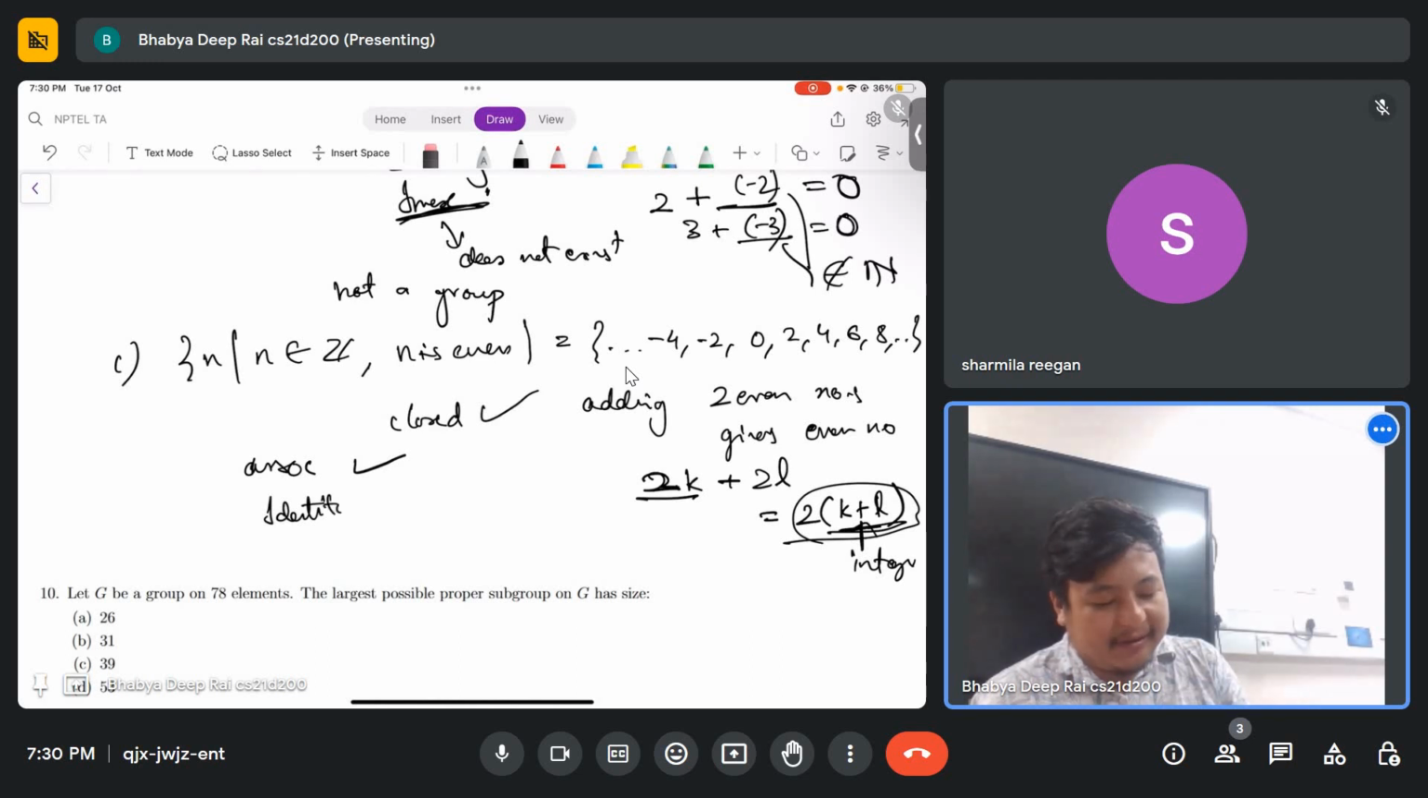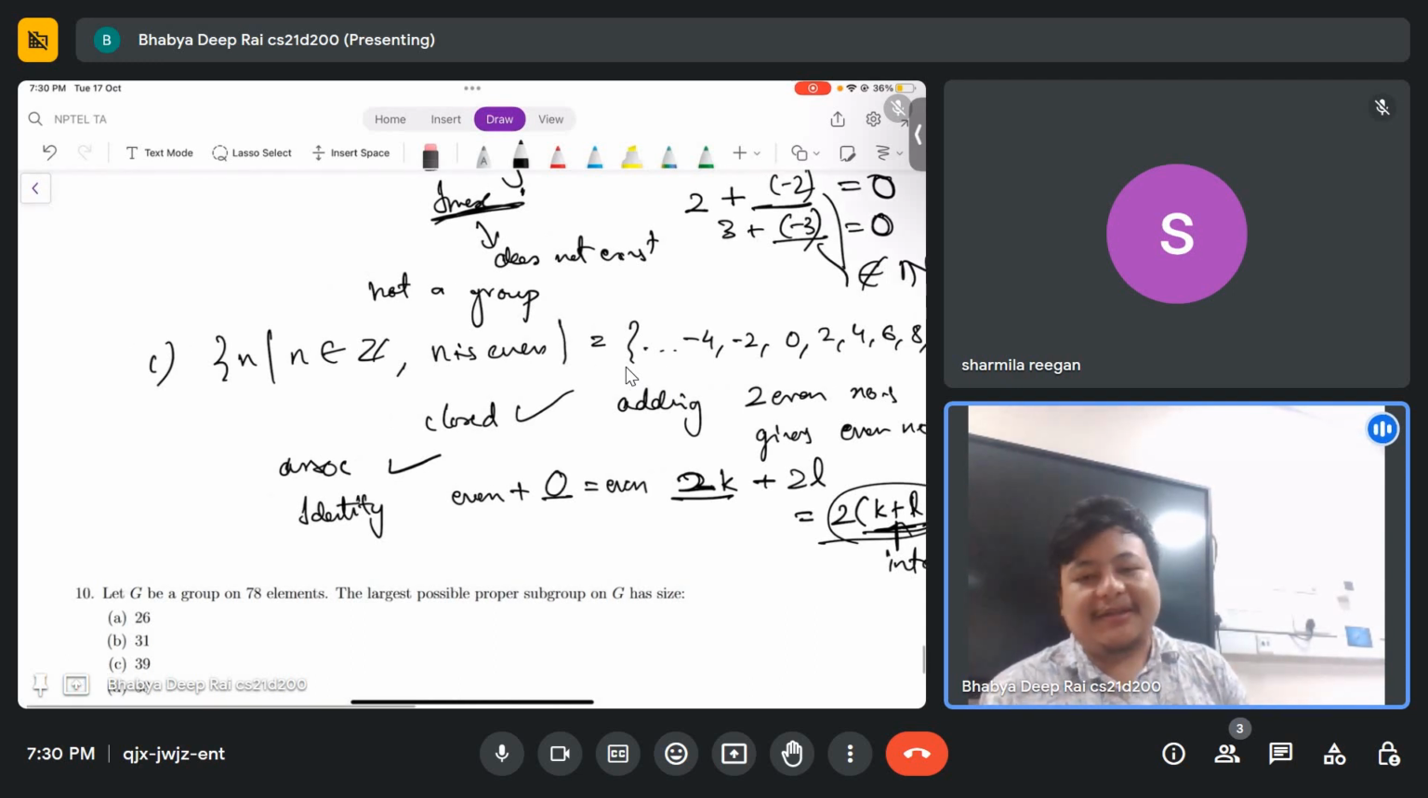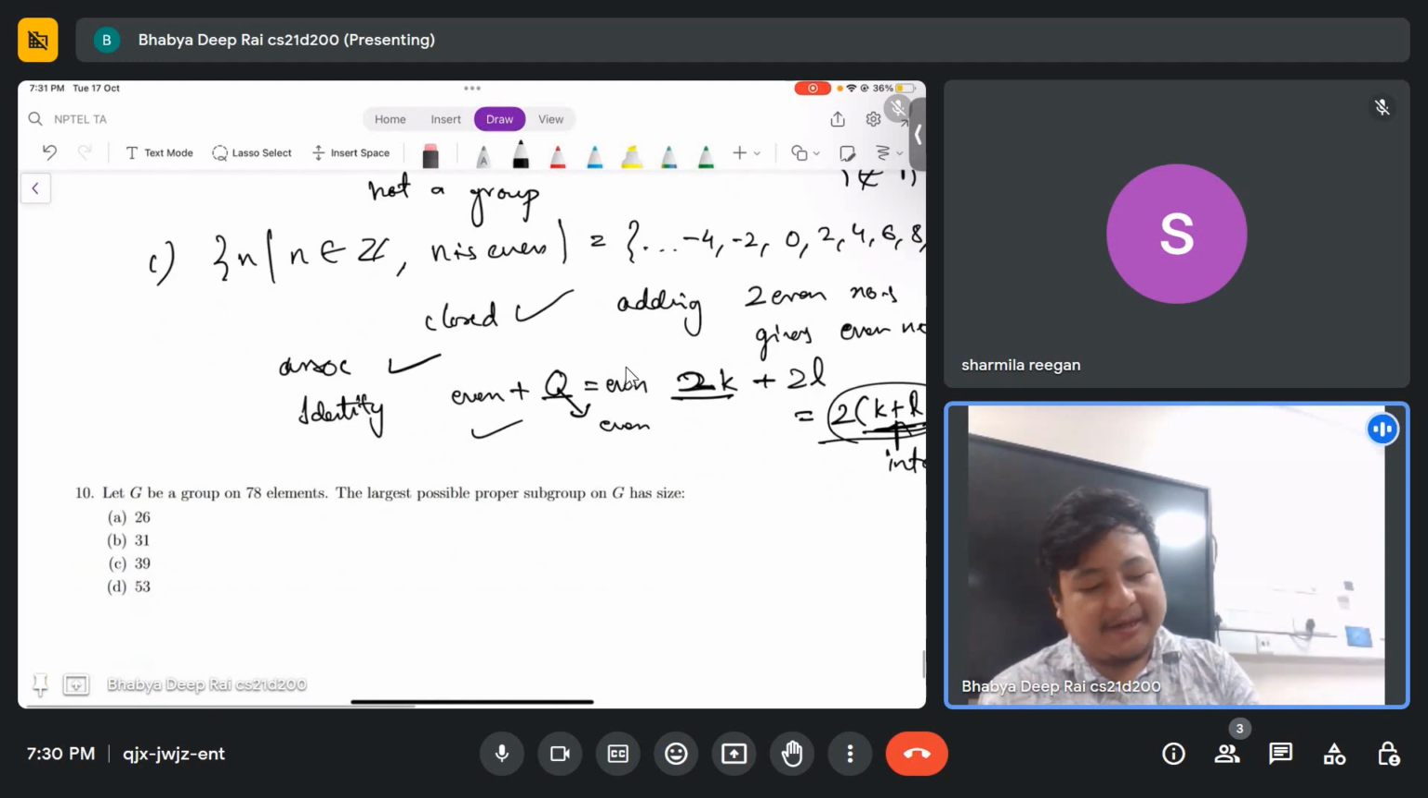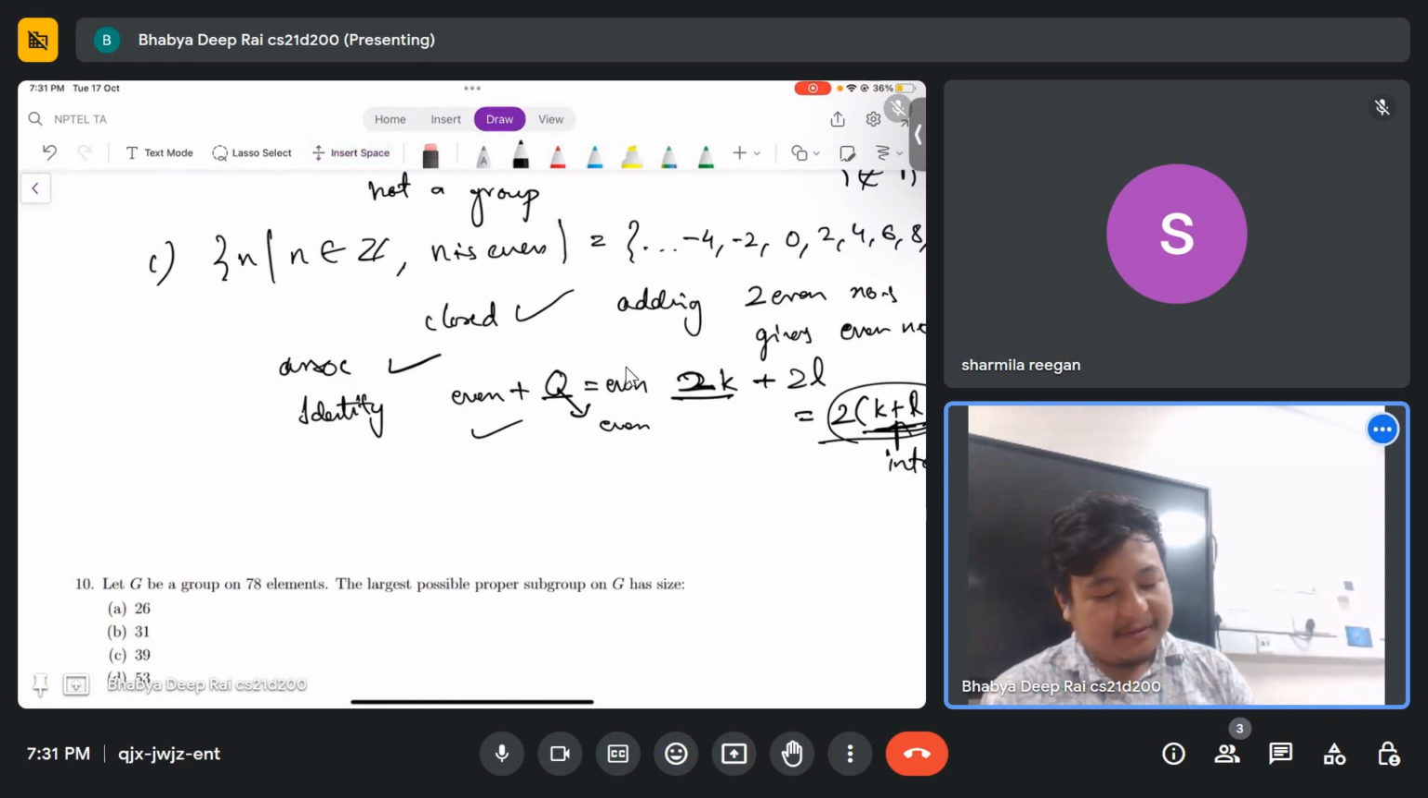Identity: an even number plus something is equal to itself. Well, if I add 0 to it, then I'll get itself, and 0 is even. So the identity property is satisfied.